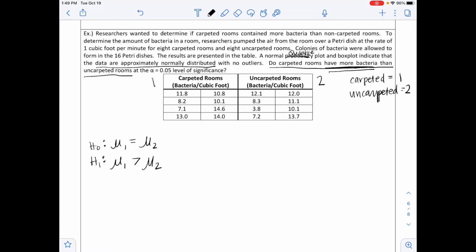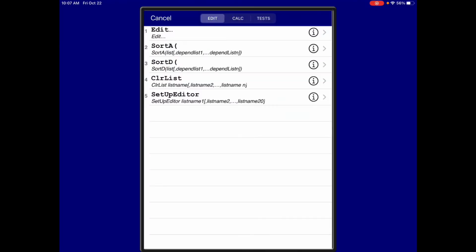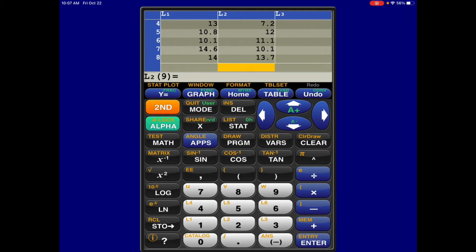So in order to do this, we first need to put all of our data in, and we will put all of our carpeted rooms data into L1 and all of the non-carpeted rooms into L2. On your graphing calculator, you're going to go to Stat, to Edit, and then enter in all the carpeted rooms bacteria by cubic foot into L1, and then for uncarpeted rooms into L2. Double check your numbers to make sure you entered them in correctly.